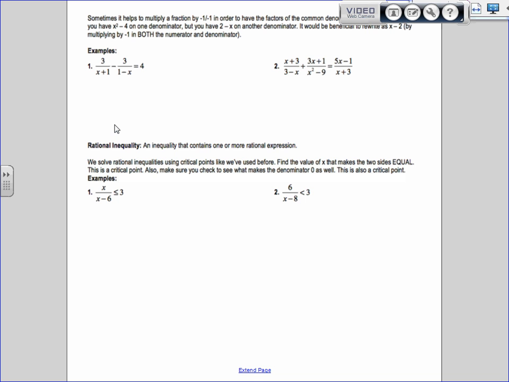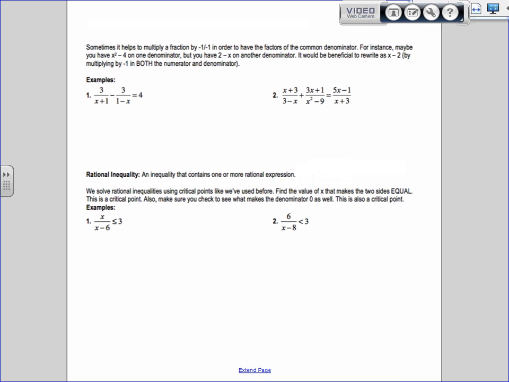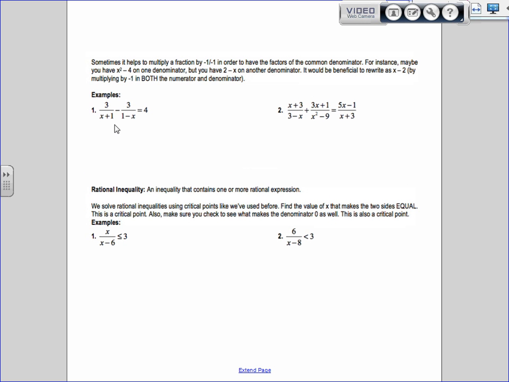So it says sometimes it helps to multiply a fraction by -1 over -1 in order to have the factors of the common denominator. So I'm going to try to explain this. For instance, maybe you have x squared minus 4 on one denominator. But then on another denominator, you have 2 minus x. And then another one, you have x plus 2. Right? So let's say you have that. Well, x squared minus 4 factors into x plus 2 and x minus 2.